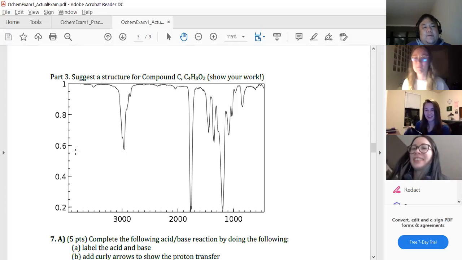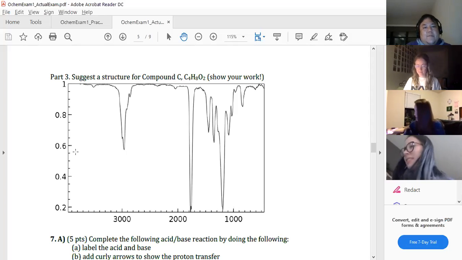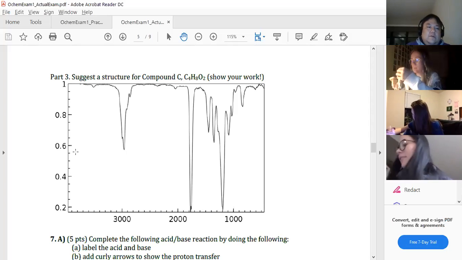Okay, so go ahead and work on this one for 3. Suggest a structure for compound C, C4H8O2.